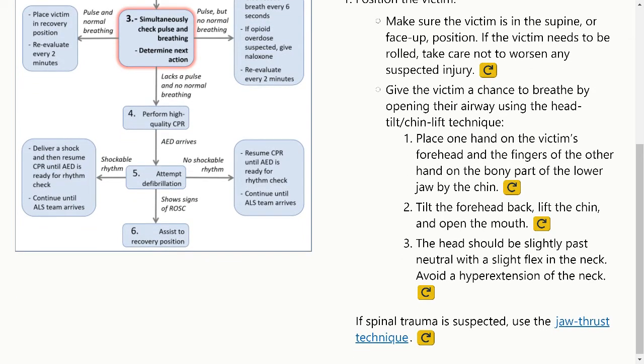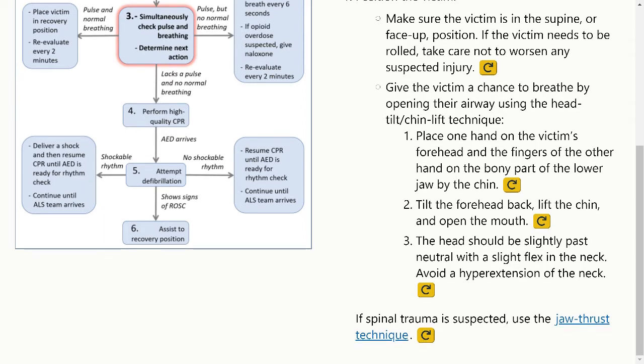Give the victim a chance to breathe by opening their airway using the head tilt, chin lift. It's just like it sounds. Head tilt, chin lift. When you get ready to give them a breath, the air is going to go down to the lungs the right way. It's going to move the tongue out of the way. The head should be slightly past neutral with a slight extension in the neck, avoiding hyperextension of the neck. So you don't want to put the neck all the way back. You just want a nice little head tilt, chin lift to open their airway.